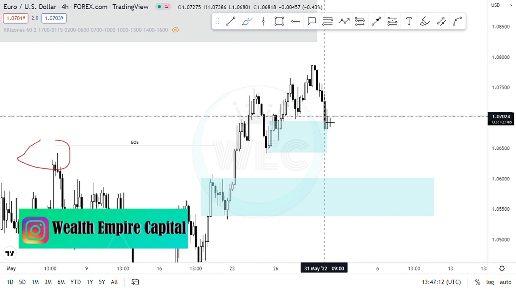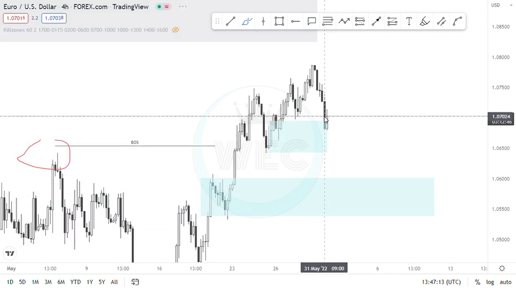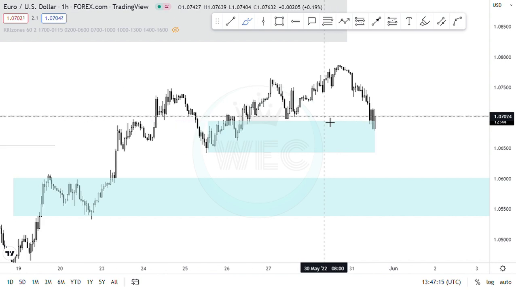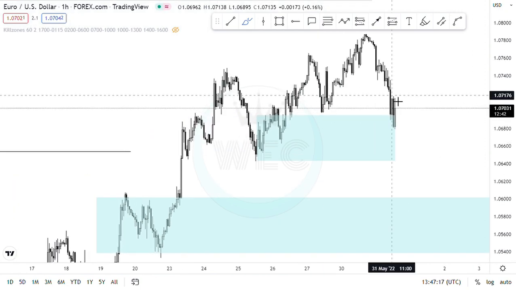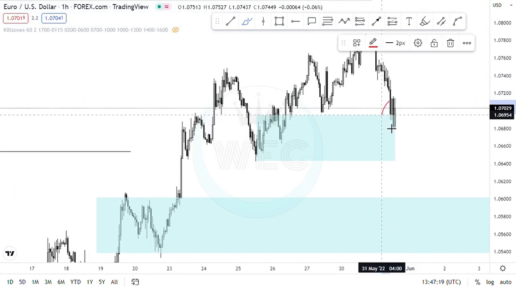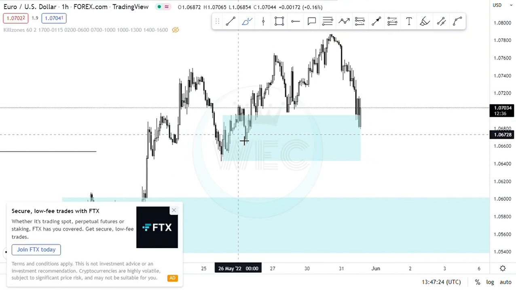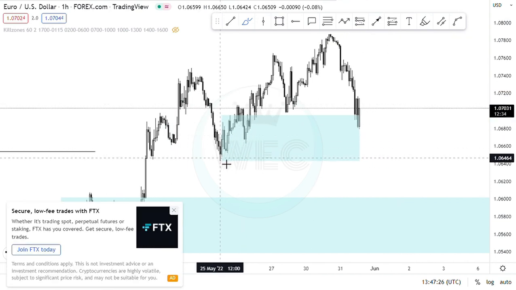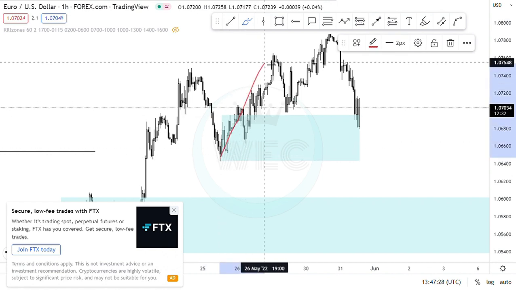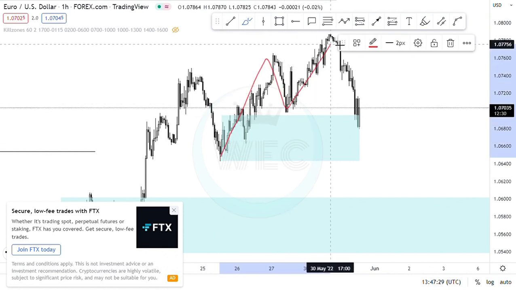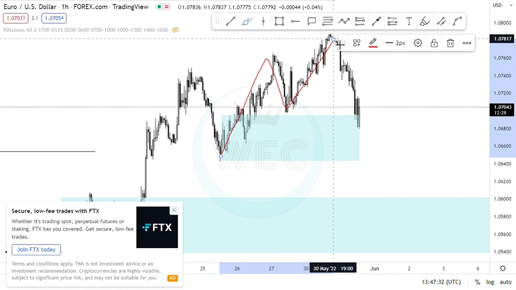Then quickly, let's look at the 1-hour time frame and see what we have. On the 1-hour time frame, before price would come down into these levels of demand, the H1 was bullish. The H1 was also making higher highs and higher lows, aligning with daily and H4.